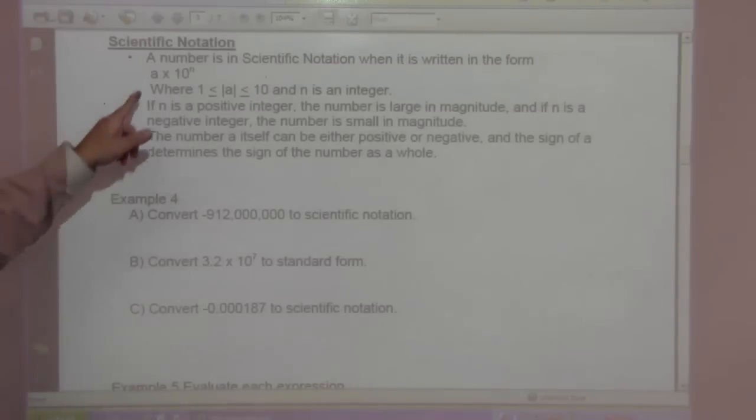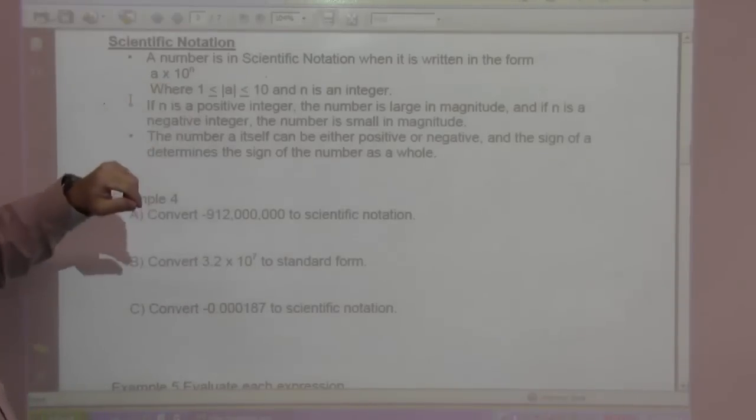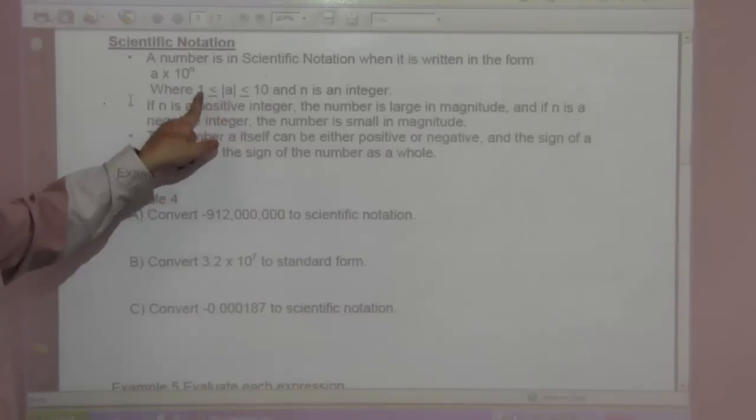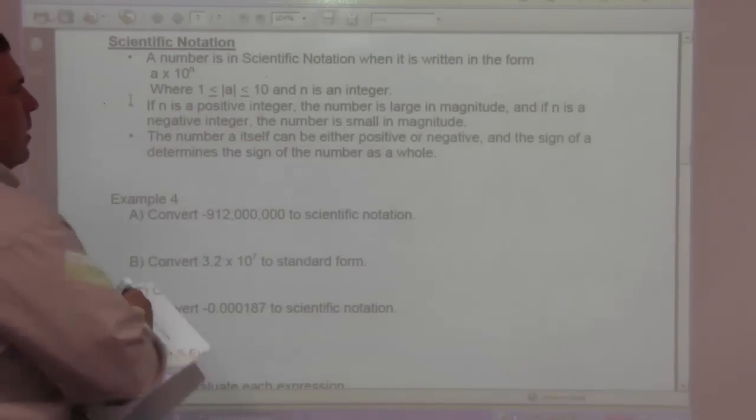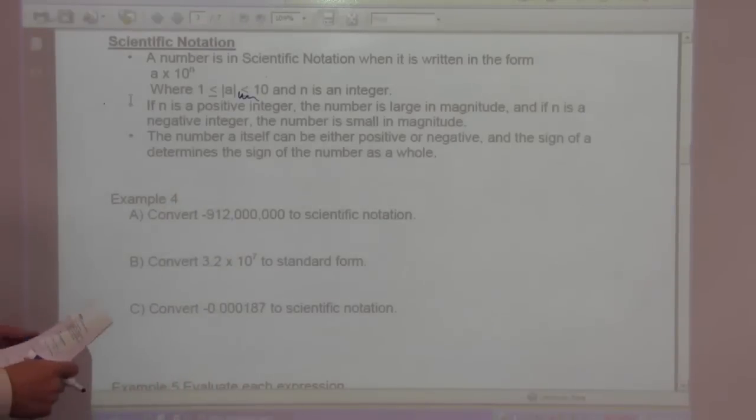Okay, scientific notation. A number is in scientific notation when it's written in the form A times 10 to the N, where the absolute value of A is between 1 and 10. I should have had strictly less than 10, it can't be equal to 10. And N is an integer. If N is a positive integer, the number is large in magnitude. If N is a negative integer, so the power, then it's a small number. The number itself can be either positive or negative, and the sign of A determines the sign of the number as a whole.